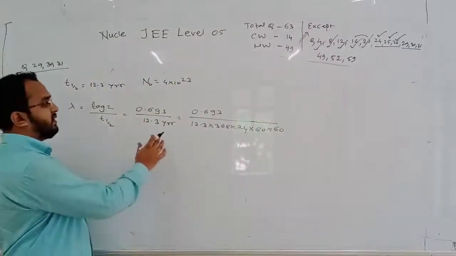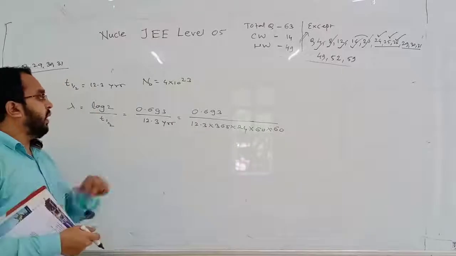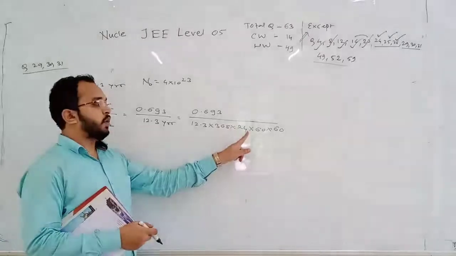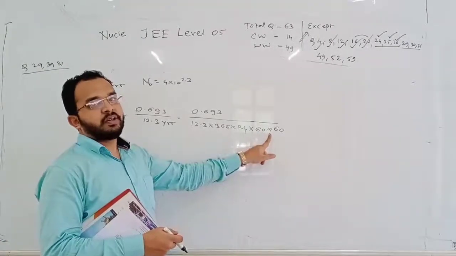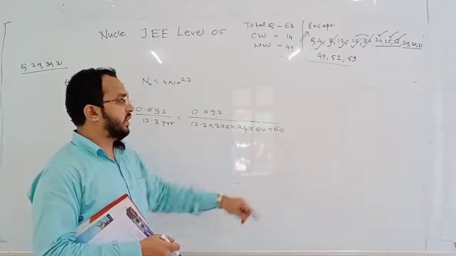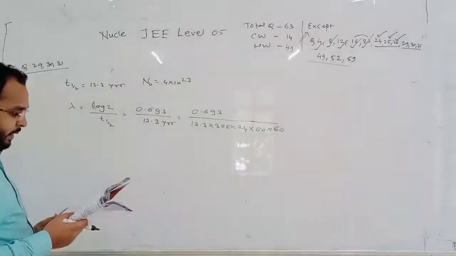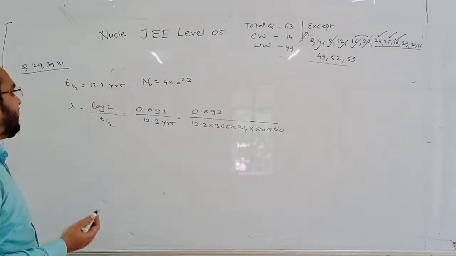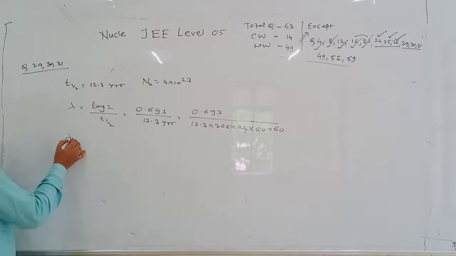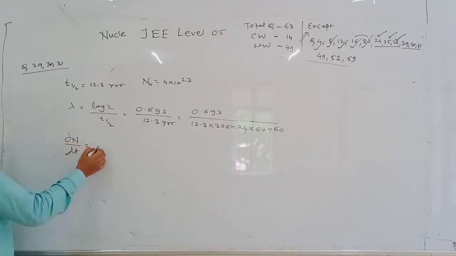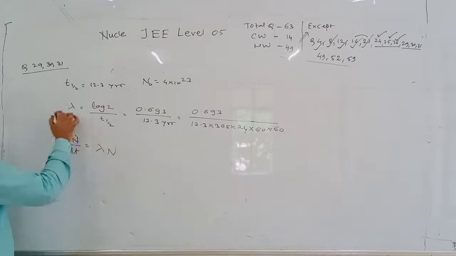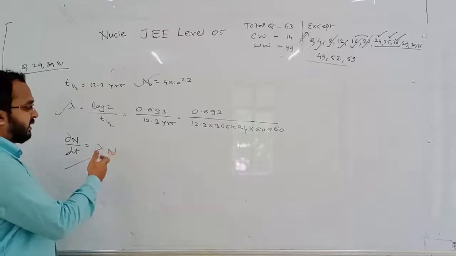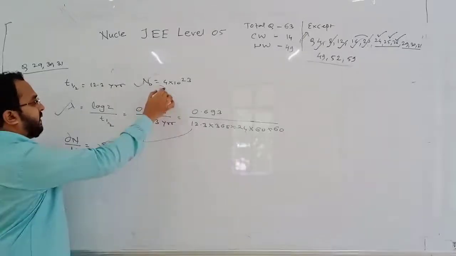So see, we converted these years into seconds. 1 year is 365 days, 1 day 24 hours, 1 hour 60 minutes, 1 minute 60 seconds. So this is the lambda. Now what was asked? The activity. As this is lambda, we know the activity is dn by dt, which is nothing but lambda into n. You have lambda, you have n. Find out the activity. Calculate it. There are a lot of calculations. Substitute the value of lambda as well as n.